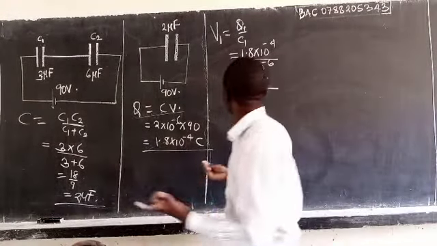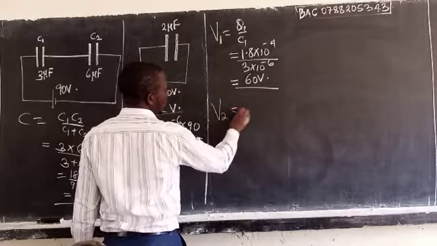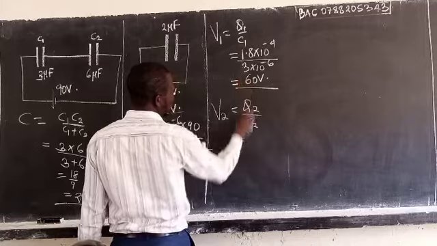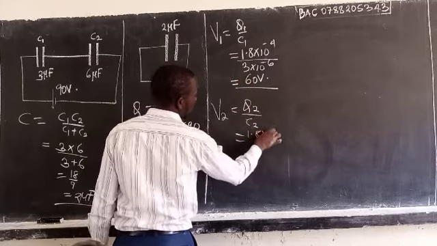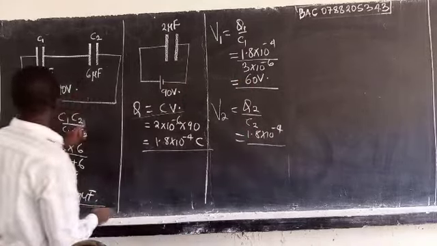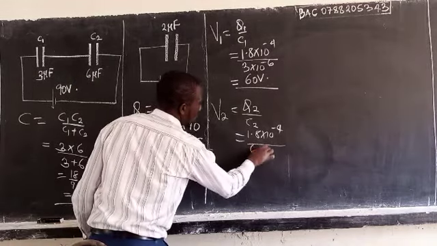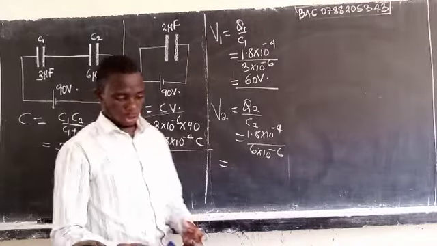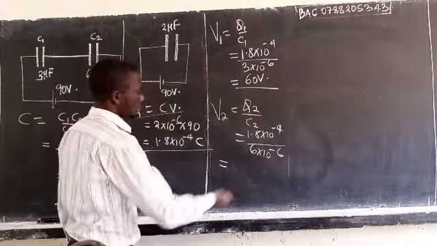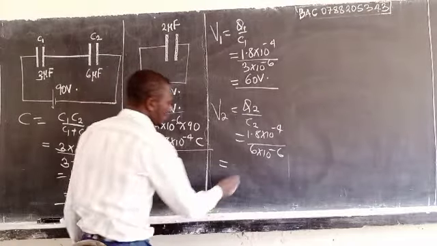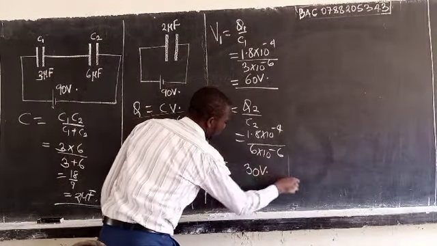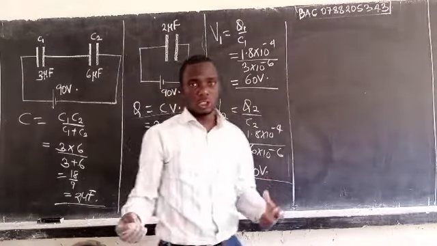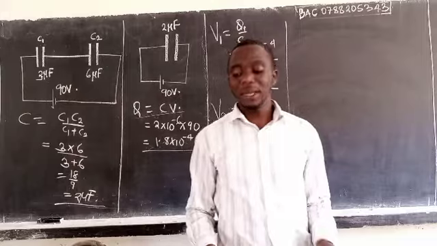Or alternatively, you also say that V2 is Q2 out of C2. The same Q is the same 1.8 exponent negative 4. Then C2 is 6 exponent negative 6. And when you press on the calculator very well, so that you confirm, you get 30 volts. So that is the voltage across each of the two capacitors.